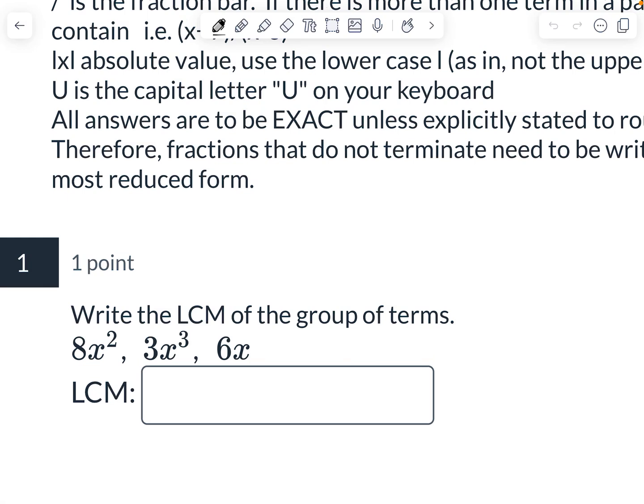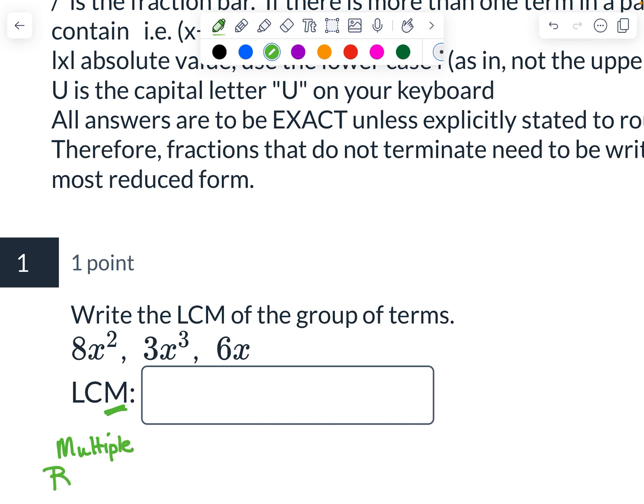Hello my friends, this video is going to be on how to find the least common multiple. And what we want to focus on there is the M stands for multiple. And multiple means that we are going to get bigger. So the M stands for multiple. So we are thinking that we are going to want something big. We are going to want something that 8x to the second, 3x to the third, and 6x fit into.